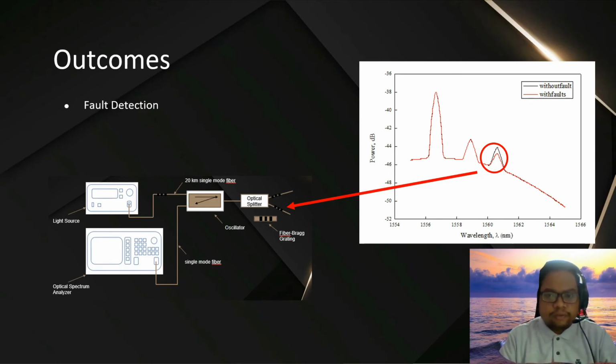So, if the faults happen, the power level will be decreased compared to the PON that has no faults.